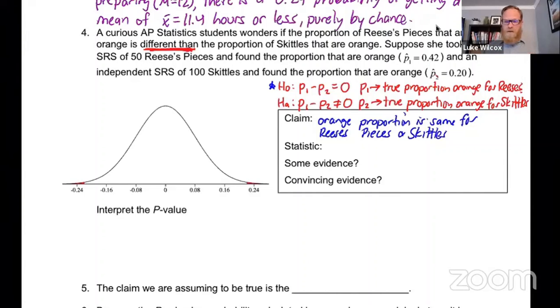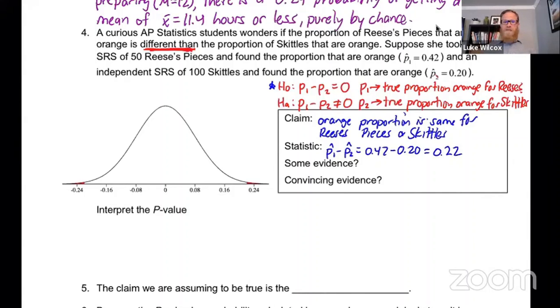That's the claim we're going to assume to be true. Now, the statistic is the observed result that we got from our two samples. What we're looking for here is P1 hat minus P2 hat, which we can calculate very easily as 0.42 minus 0.20, which is going to give us a difference of proportions of 0.22.